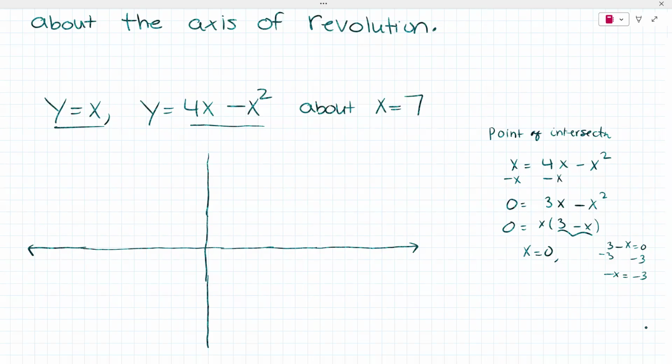Yeah, it should be 3. Why did I say 4? So it looks like they're going to intersect at 2 points. We found only the x coordinates. Remember, a point of intersection is a coordinate, so let's find the y coordinate.